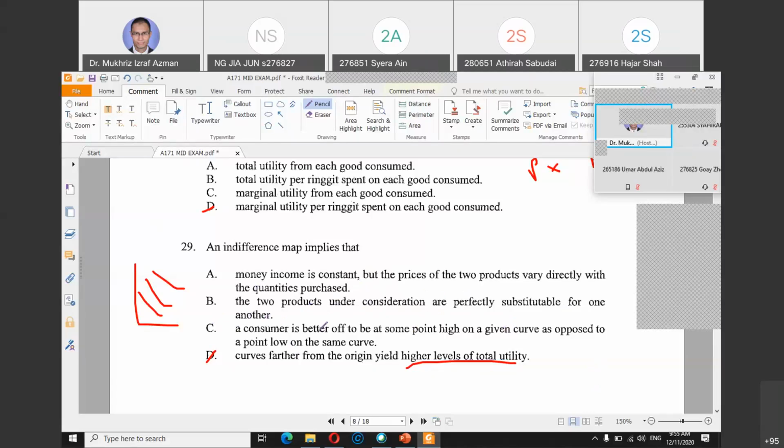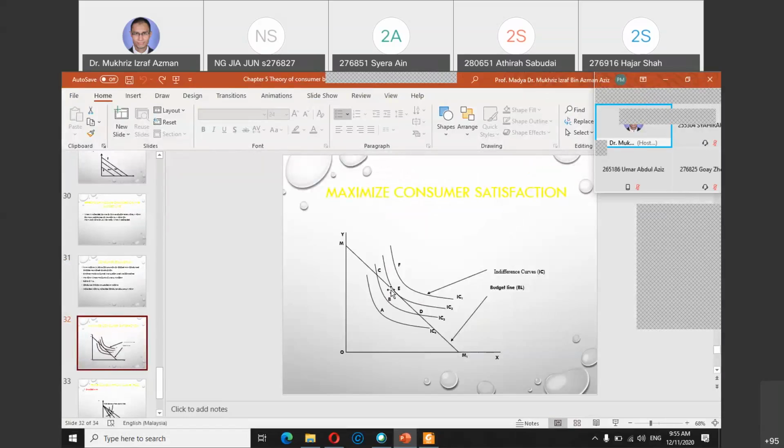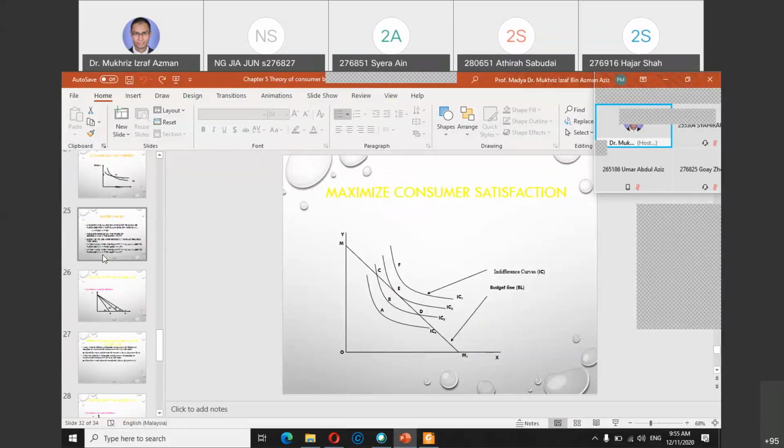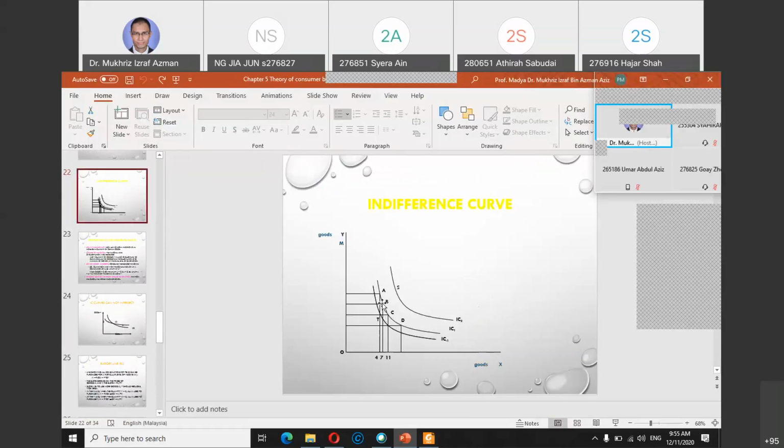The consumer is better off at some point high on the curve as opposed to a point lower. This is wrong because, as I mentioned, when you are on an indifference curve, any point, any combination will give you the same amount of utility. For example, D is lower than A in terms of position on the curve, but point A, point B, point C, point D all give you the same amount of utility. It's just a different combination.